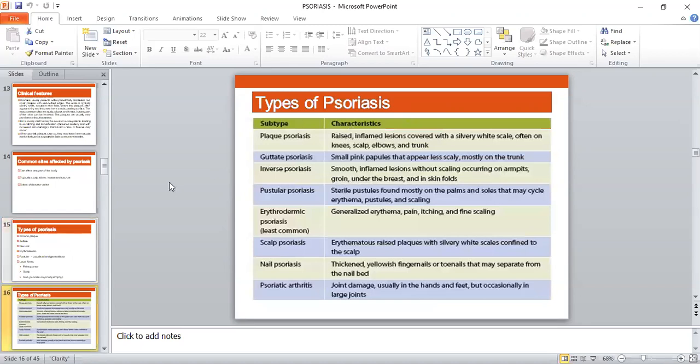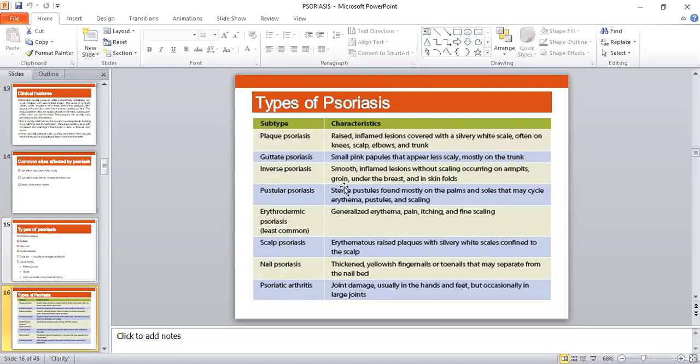Plaque psoriasis has raised inflamed lesions covered with a silvery white scale, often on the knees, scalp, elbows, and trunk. And guttate, I told you, has small pink papules that appear less scaly, mostly on the trunk, and these are usually in children. Inverse psoriasis means smooth inflamed lesions without scaling occurring in the armpits, groin, under the breast, and in the skin folds. These will always be under the skin folds. So it is not the usual presentation of psoriasis, because that involves the extensor parts, but inverse psoriasis means flexural psoriasis.